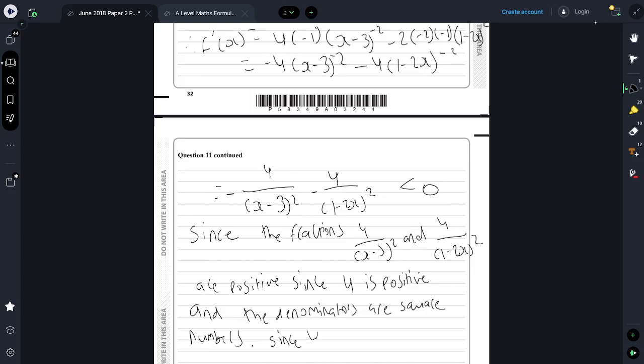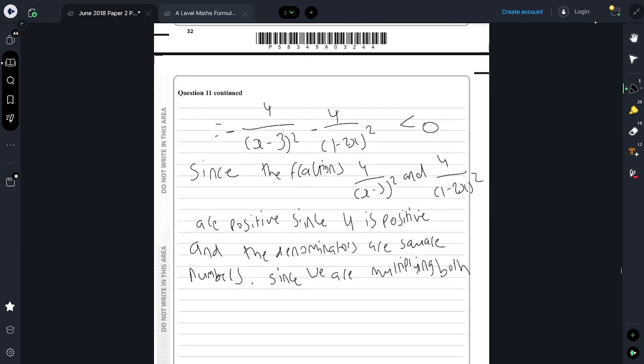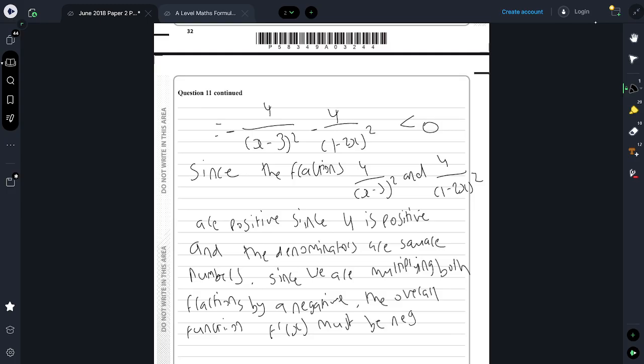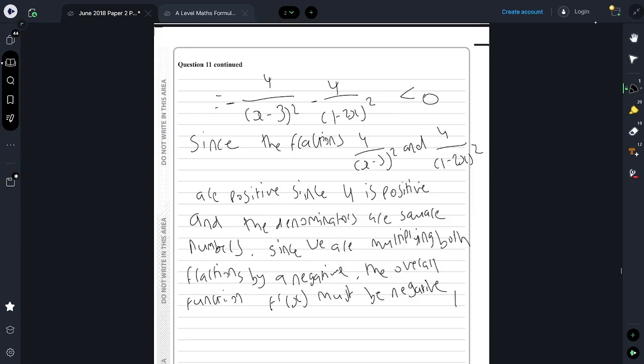Since we are multiplying both fractions by a negative, the overall function f dash of x must be negative. Yeah, that's the sort of thing then. Okay, so hopefully it makes sense.